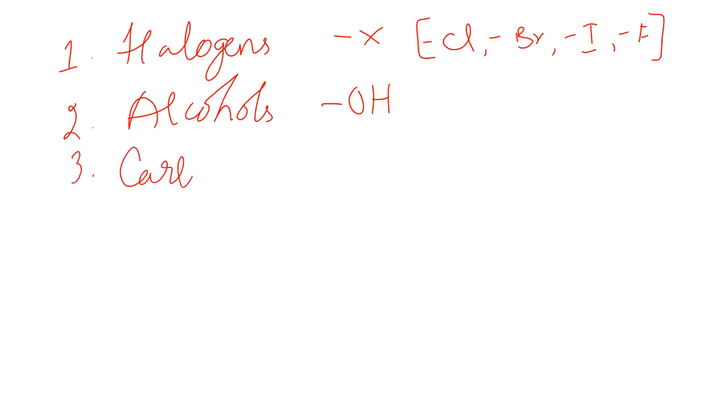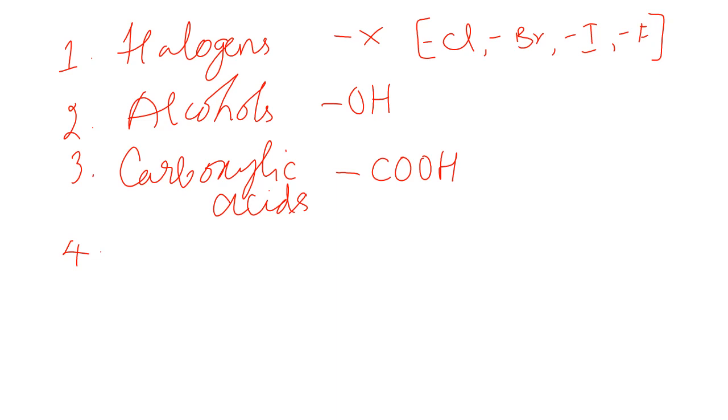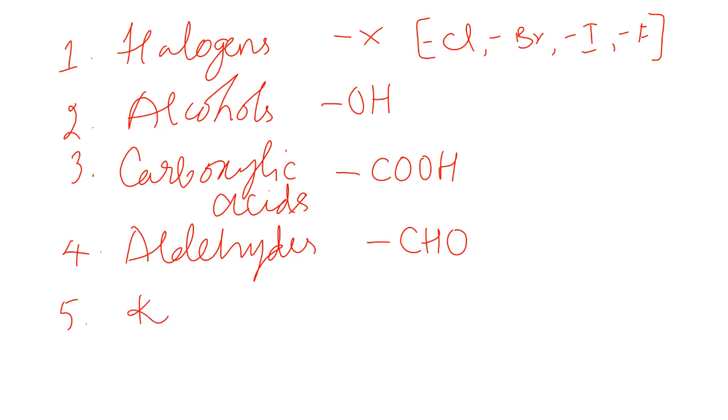Carboxylic acids is the third one. And the functional group is COOH. Next is aldehydes. Functional group is CHO. And the last one is ketones. C double bond O.